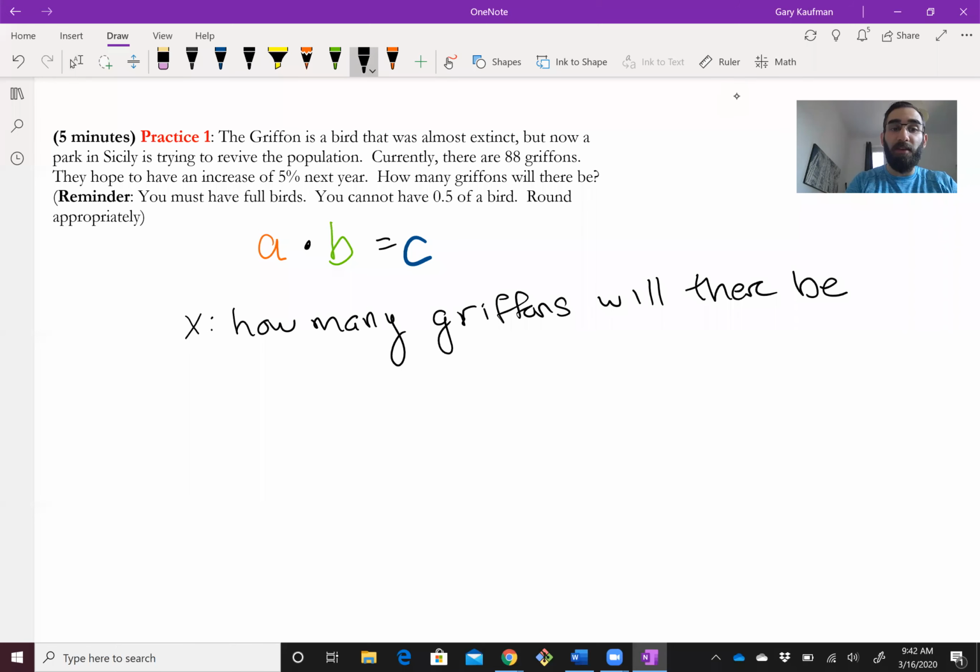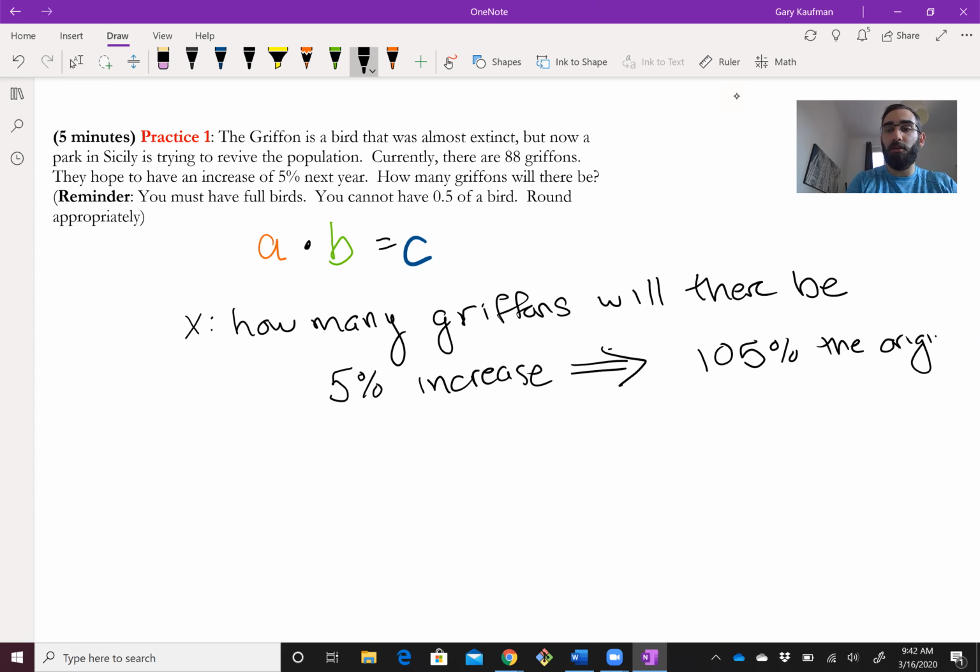So since we have a 5% increase, that is the same thing as saying 105% of the original, which is 1.05. So see if you can now use that to find the answer.